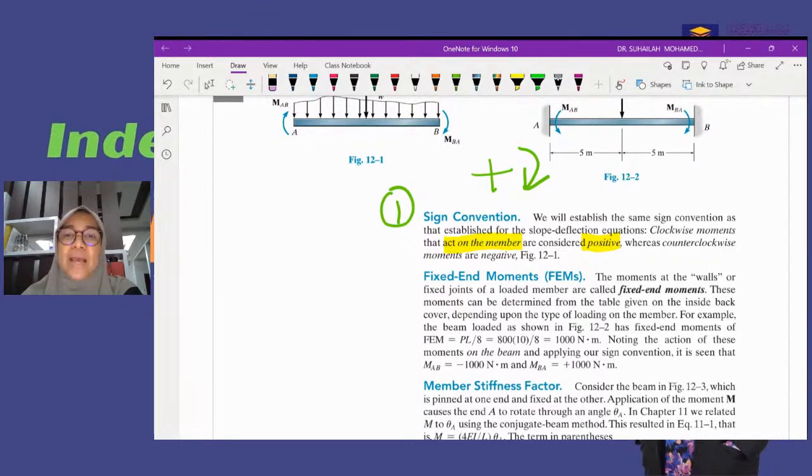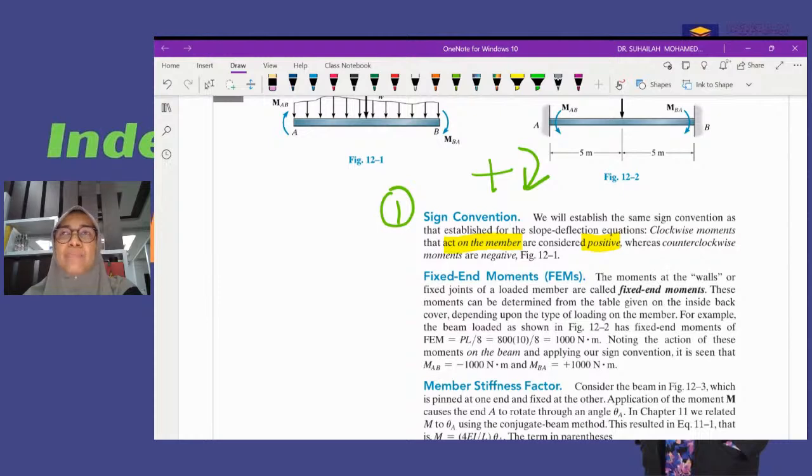Fixed end moment is important because we use this as the first moment value in the table, because we will distribute moment in the moment distribution method. In this method, we distribute moment in the table using joint moment times the distribution factor. So the first moment that we are going to distribute is the fixed end moment. So we will use the same appendix.